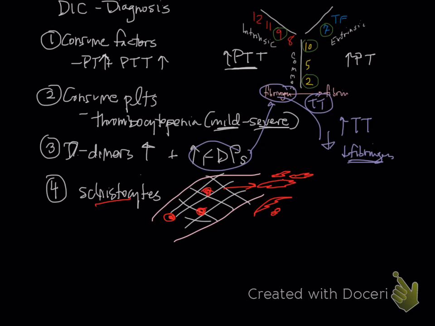As a summary, DIC will cause consumption of factors and consumption of platelets, so animals will have a bleeding risk. But again, because they're making clots, they will also have a risk of dying from thromboembolic disease. So you can see a pulmonary thromboembolism. It can infarct various organs and cause death or severe disease that way.